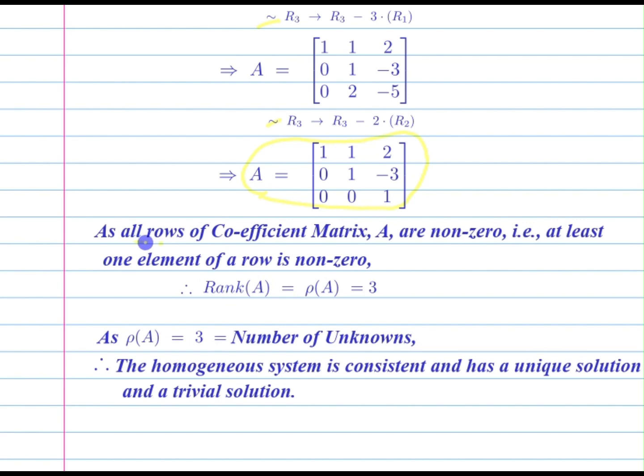As all rows of coefficient matrix A are non-zero, that is, at least one element of each row is non-zero, the rank of A is 3. As the rank of A equal to 3 is equal to the number of unknowns, the homogeneous system is consistent and has a unique and trivial solution.